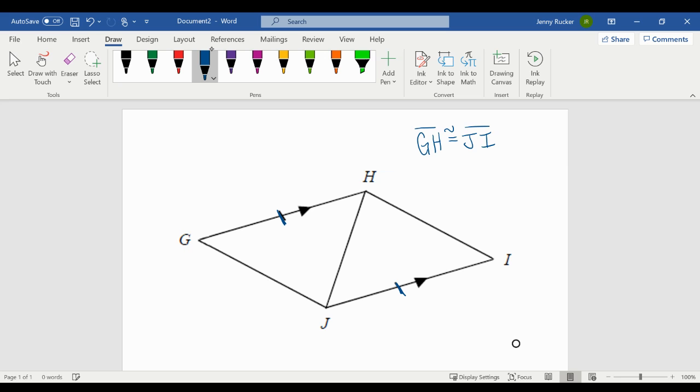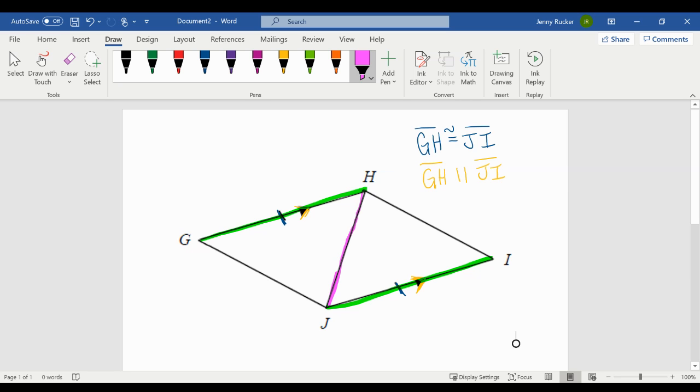So that's one side. We are also told that GH is parallel to JI, and that's what those arrows indicate. So GH is parallel to JI. When we think about parallel lines, there's two kinds of angles we need to look for. We need to look for alternate interior angles or corresponding angles.